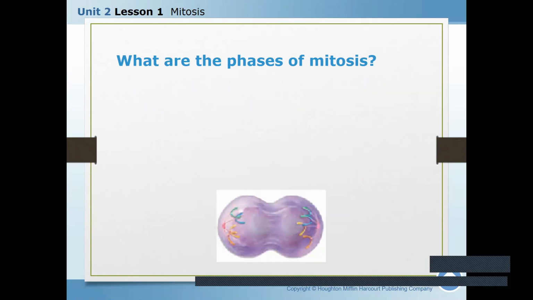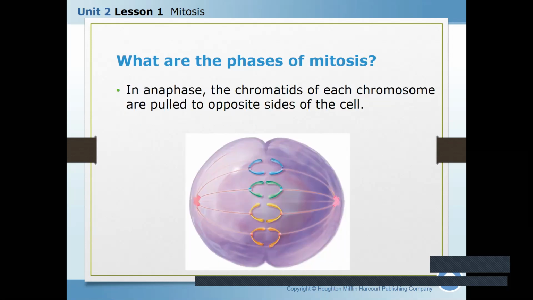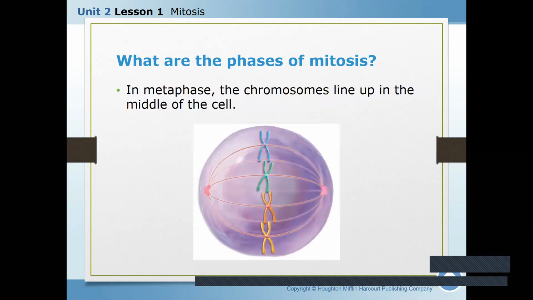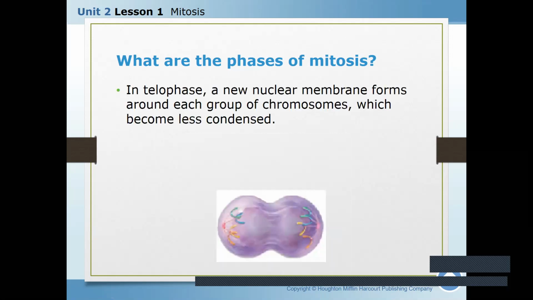This was during metaphase. Now coming to telophase. No, that was anaphase. In metaphase, you said they just line up in the middle of the cell. So metaphase means lining up, anaphase means opposite side, and finally telophase, a new nucleus. I told you the new nuclear membrane is formed, where now they will split exactly into two nuclei around each group of chromosomes, which becomes less condensed. Now it is becoming less condensed. In the beginning, it was more condensed.